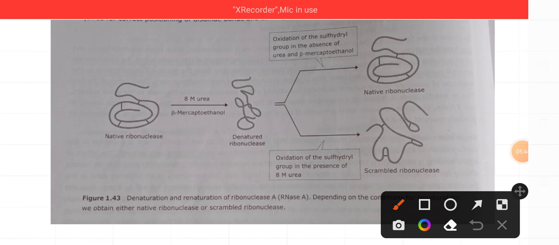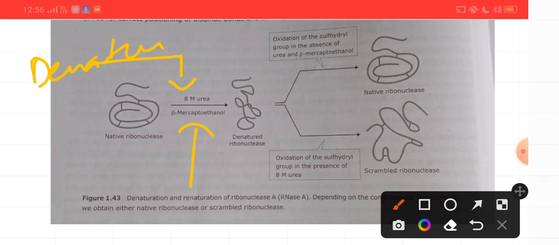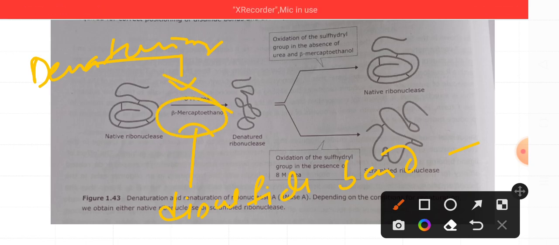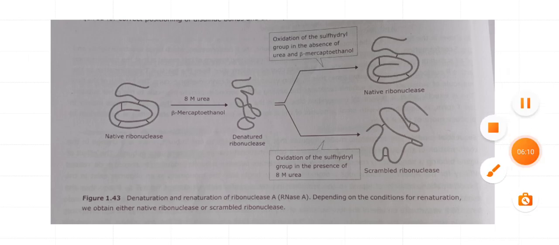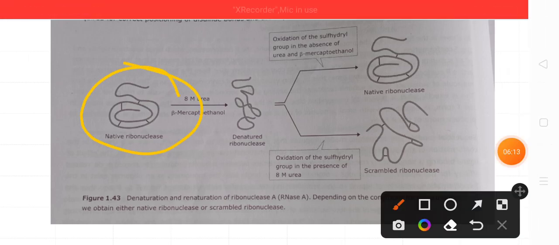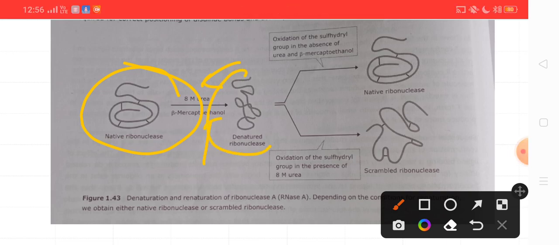He took the native ribonuclease, then added 8 molar urea and beta mercaptoethanol. 8 molar urea is a denaturing agent that will break all the weak interactions between the polypeptide chains in that protein, and beta mercaptoethanol is a reducing agent that will break the disulfide bonds, right? If you have studied SDS PAGE, then you may know about beta mercaptoethanol. As a result, this native ribonuclease in the presence of urea and beta mercaptoethanol will be completely denatured. Now he performed two sorts of experiments.